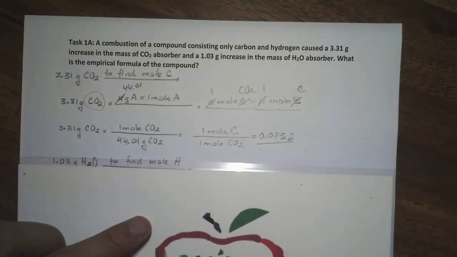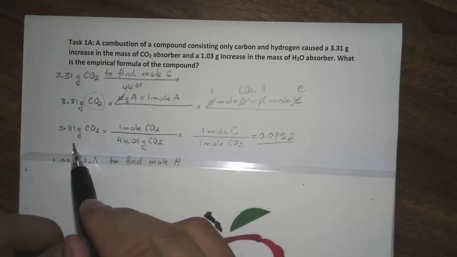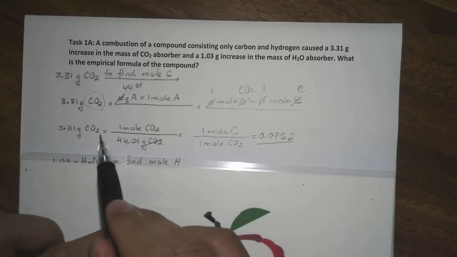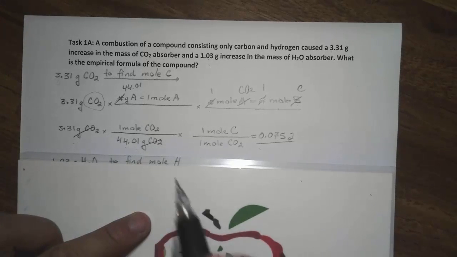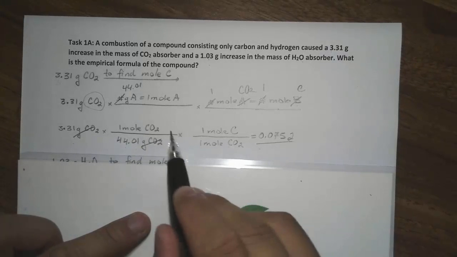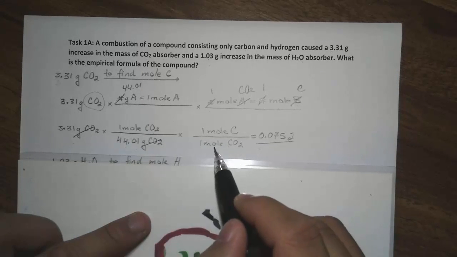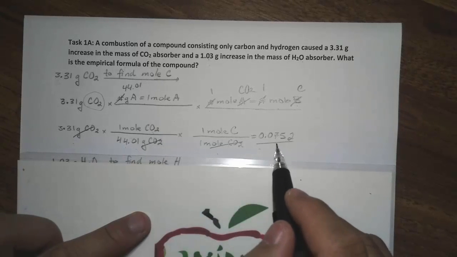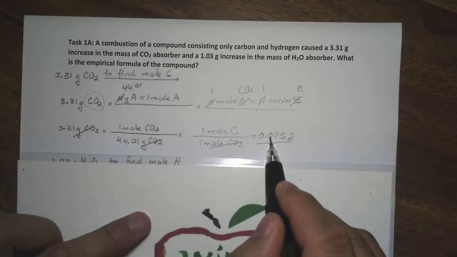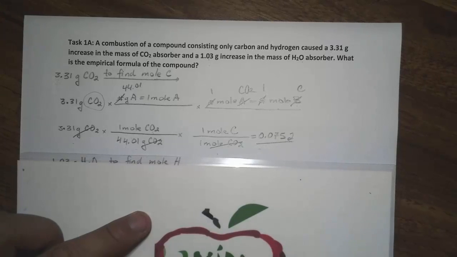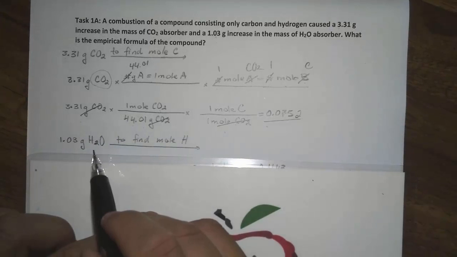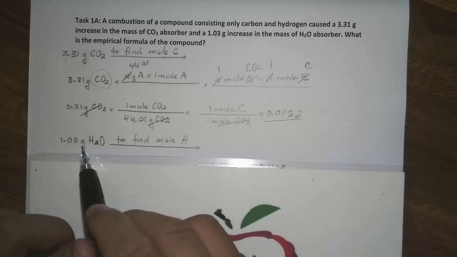So what we have here is this. We have a given mass times the molar mass conversion factor with the gram on the bottom, so it cancels out. And of course the moles on top, and because that is moles of CO2, down here must be moles of CO2, which cancel out. And what we have here is 0.0752 moles of carbon.